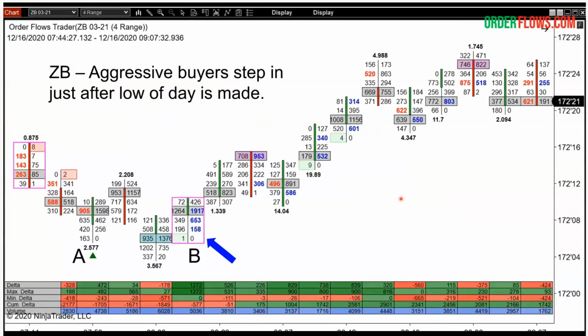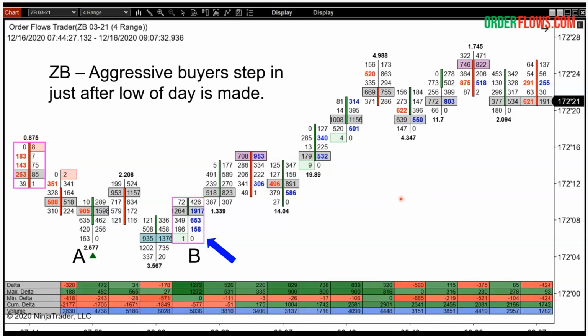This is bonds yesterday, right? This is a 4-range chart. Point A is the first low of the day. But just because you hit the low of the day and you got a green bar, doesn't automatically mean the market's going to reverse and start trading higher. For a market to start moving higher, you need aggressive buyers to come in. Not just one bar where it closed higher than where it opened.